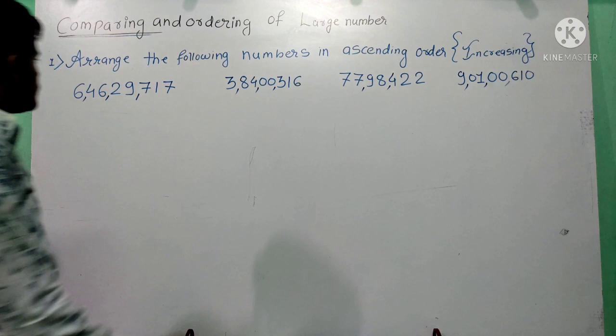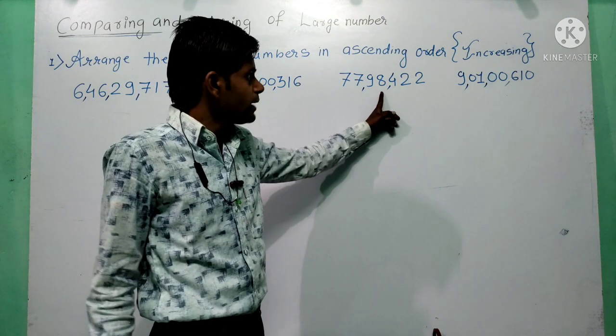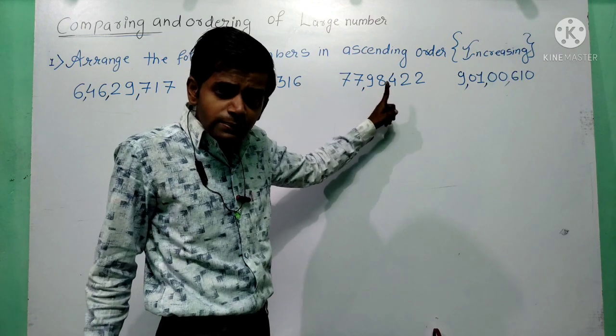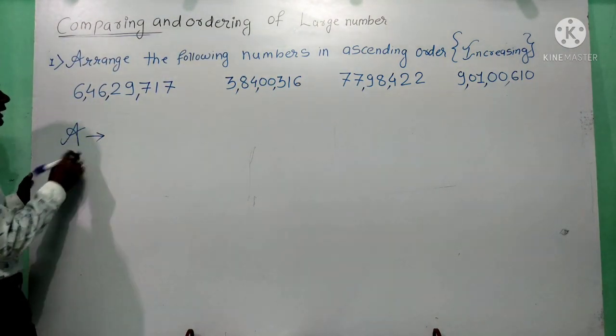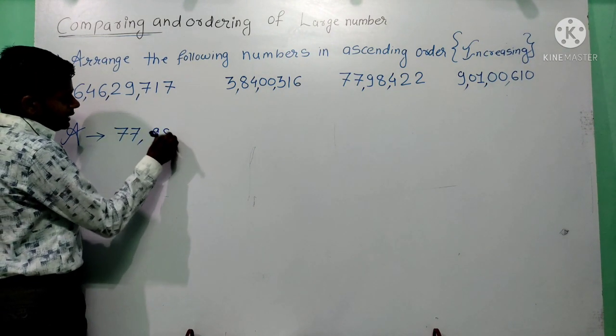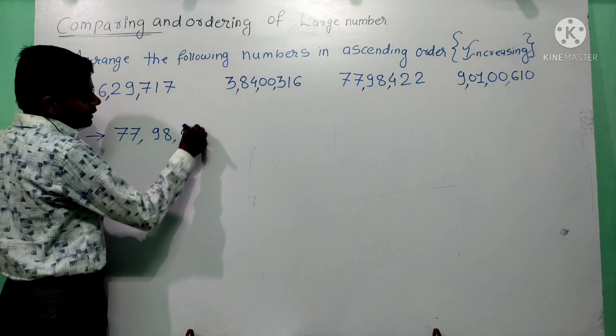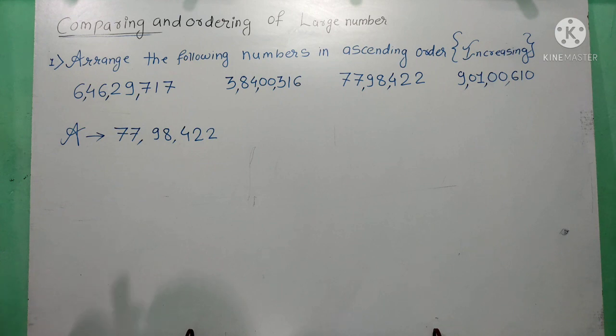Okay, now you understand what we have to do. First of all, write the commas if the commas are not there. Okay, so now we know that this number is in the lakh series, this number has fewer digits, it is the smallest. Take it in ascending order. Okay, I am writing only A here, so it is 77 lakh 98,422. Now the rest of the three numbers are in the series of crore.